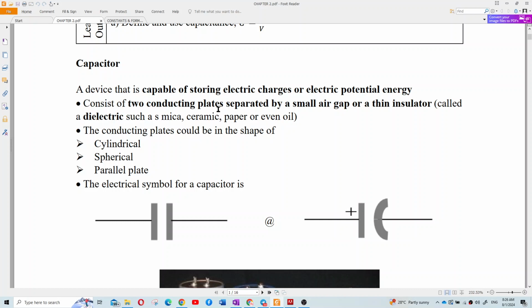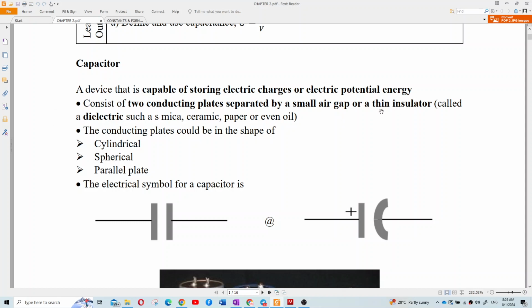It consists of two conducting plates separated by a small air gap or thin insulator. So actually a capacitor is two parallel plates separated by a small air gap in between. You see, there's nothing in between, so that means there is a small air gap. Or sometimes they put a thin insulator. Normally they put an insulator in between, which we call a dielectric. This dielectric can increase the ability to store charge. We will learn later on how it increases the ability to store charge.